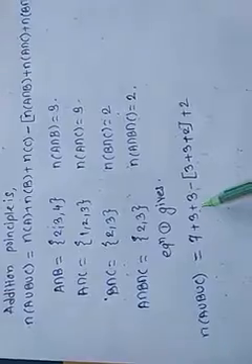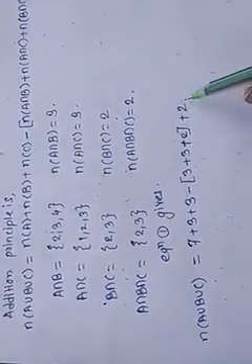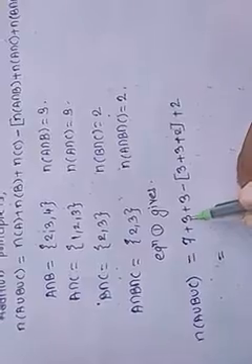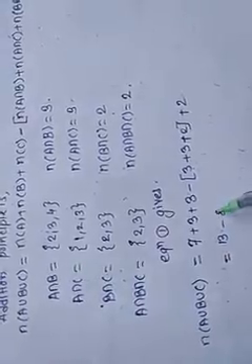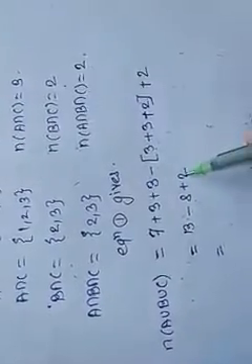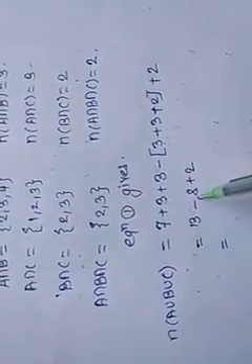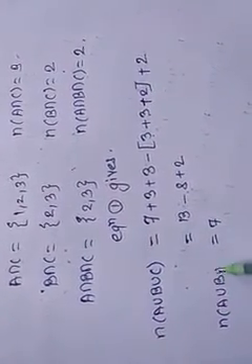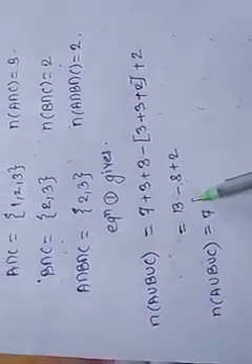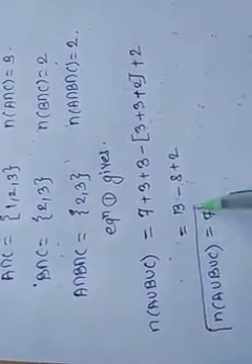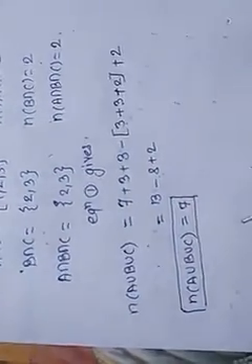Okay, so we get n(A ∪ B ∪ C) is equal to 7 plus 3 plus 3 minus (3 plus 3 plus 2) plus 2. So we calculate here: 7 plus 3 is 10, plus 3 is 13, and 3 plus 3 is 6, plus 2 is 8, plus 2. So we get 13 plus 2, 15, minus 8, which is 7, which is n(A ∪ B ∪ C). Okay, 15 minus 8 is equal to 7.